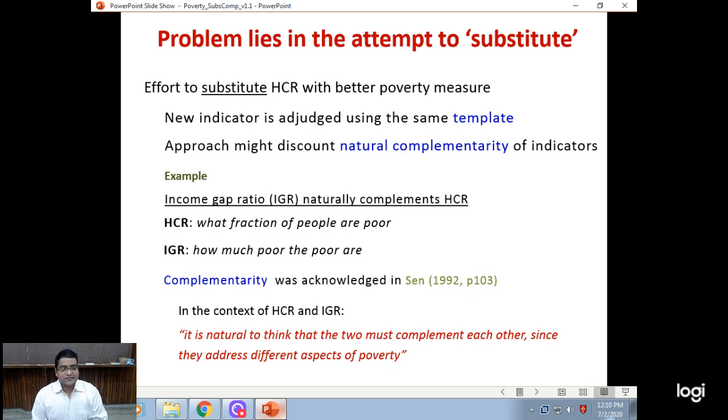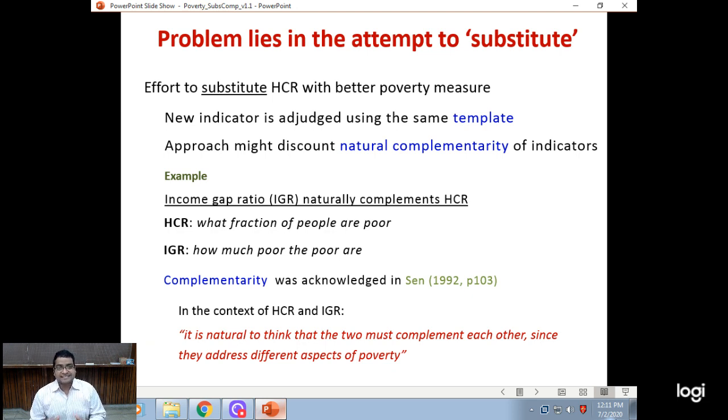For example, there is one poverty measure called the income gap ratio. Some of you might know, the income gap ratio calculates the sum of the gaps of the poor people from the income poverty line, and that is divided by the number of poor people. This is different from the poverty gap ratio, where the numerator remains the same but the denominator becomes the total population. In the income gap ratio, the denominator is only the poor people. So the income gap ratio tells about the average level of poverty of the poor. In this sense, it naturally complements the headcount ratio, because the headcount ratio says what proportion of the population is poor, and the income gap ratio says how poor the poor are, or what is the level of poverty of the poor.